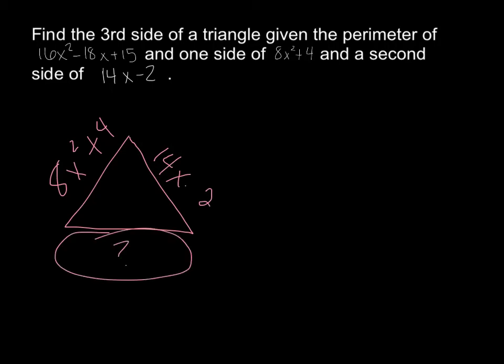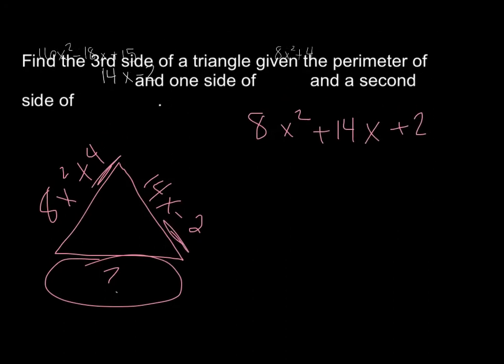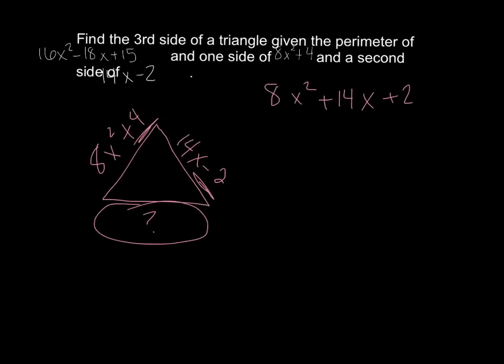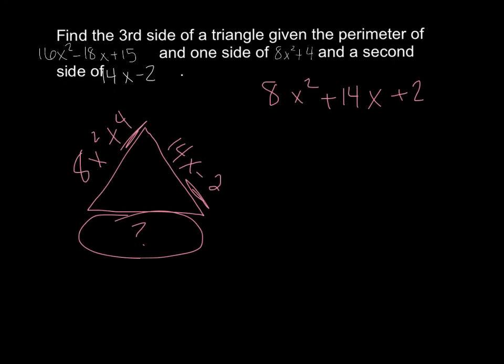So if I add those other two sides and combine like terms, there's no other x squared, so you get 8x squared. There's no other x's, so you get plus the 14x. And then you have a plus 4 and a minus 2, which is plus 2. So all I did was add those two. Now we know that the whole thing added together is that. So we're going to take the perimeter and subtract the two sides to figure out what the third side was.